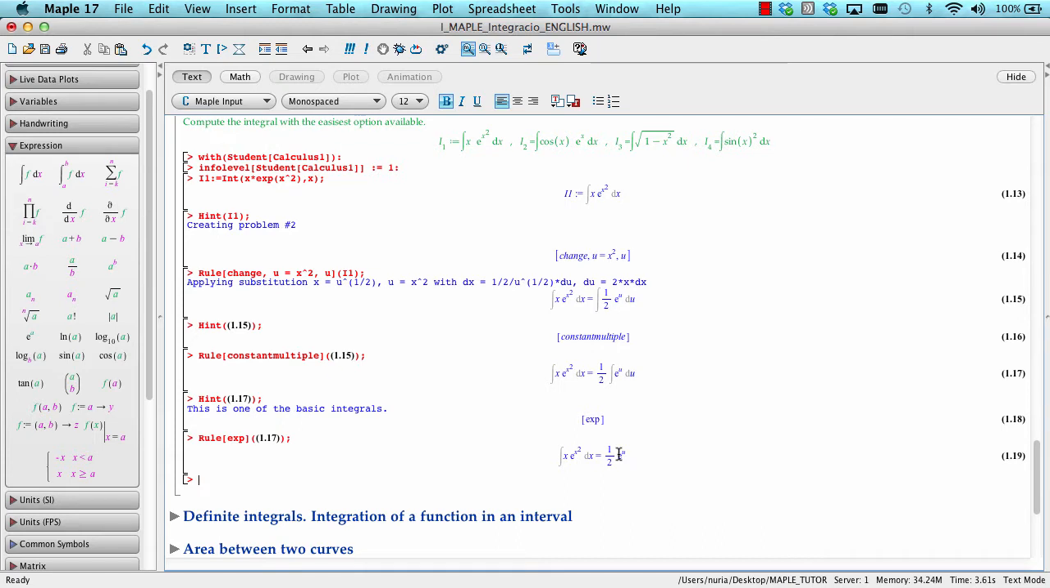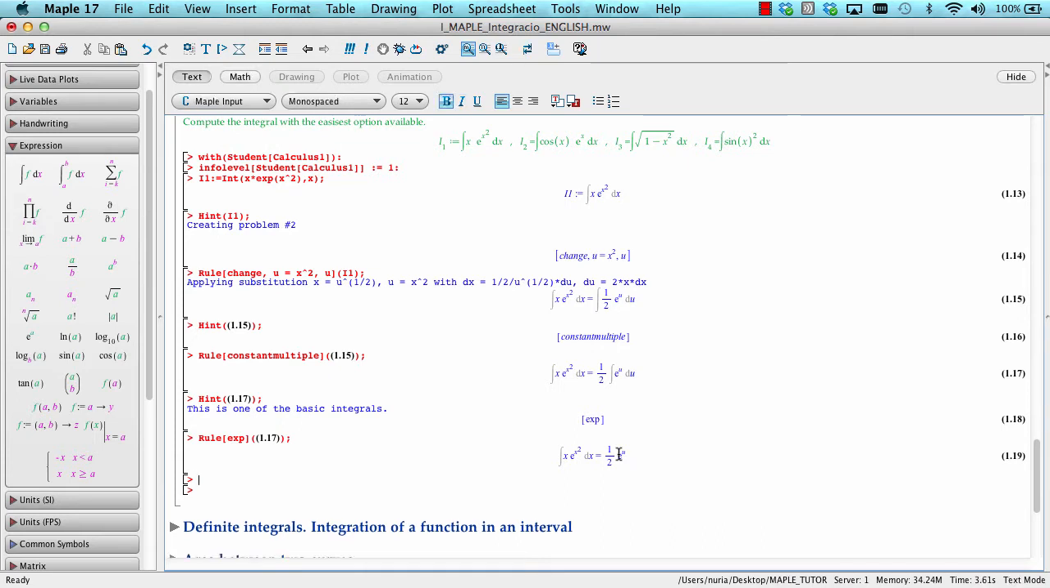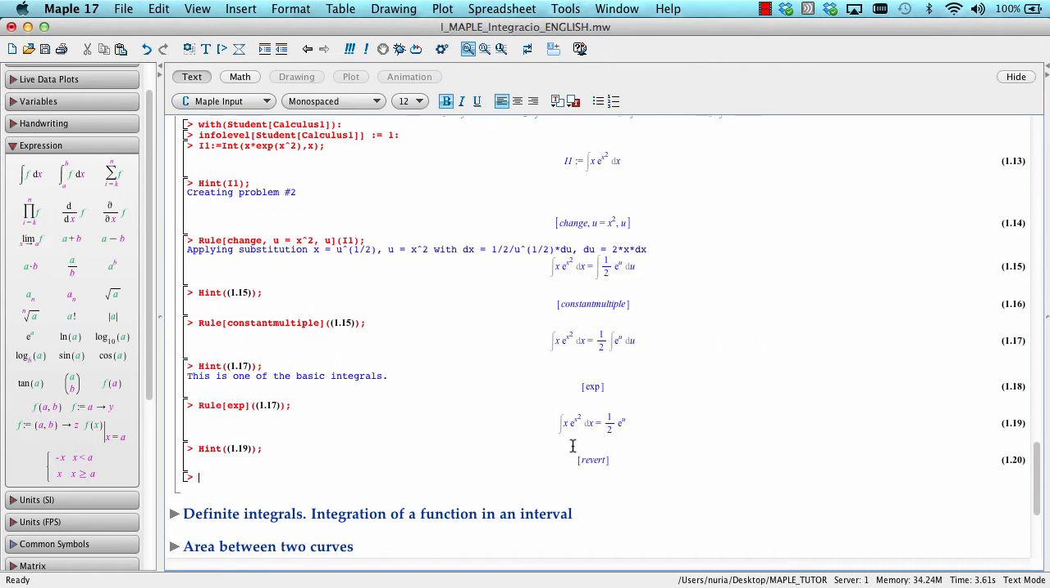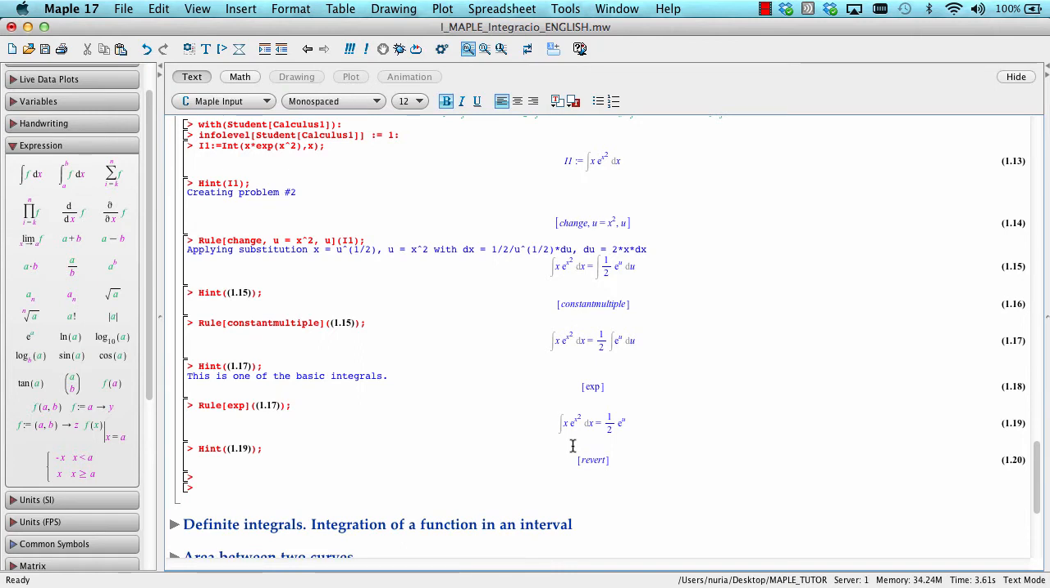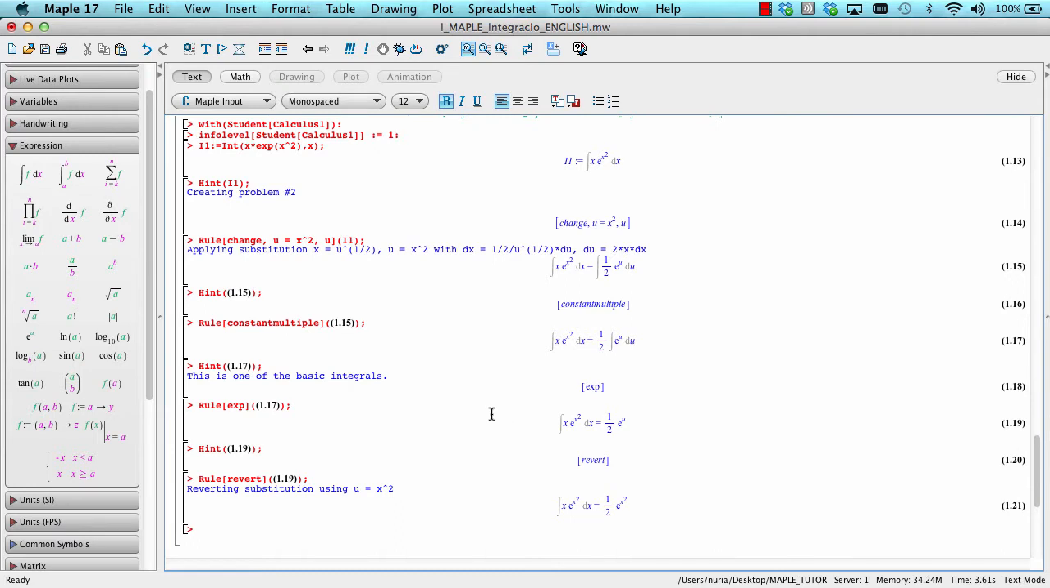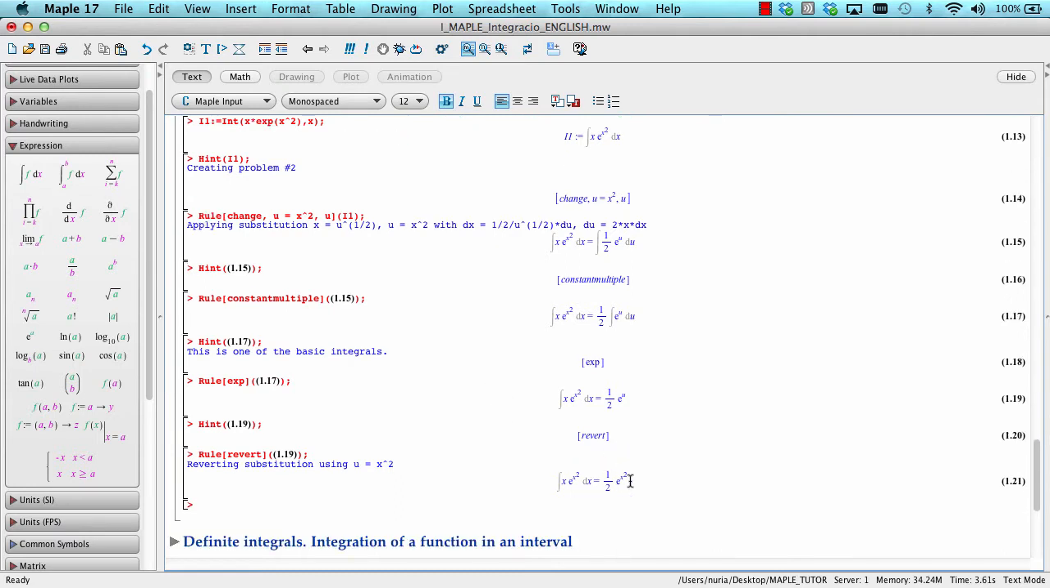So we get this, which is not the final result because the first integral was with respect to x and now we have a u. So again, we ask for a hint for equation 1.19, Ctrl L, and we get the revert command. Of course, if we do a change of variables, we have to revert it. So if we apply the rule revert to the integral 1.19, we finally get the final result.